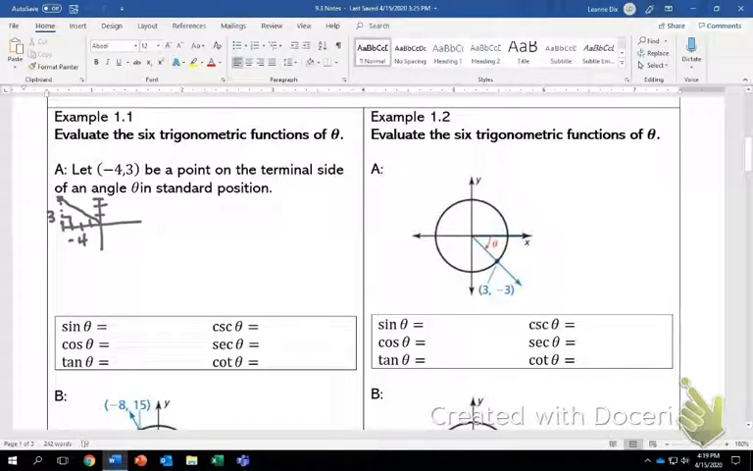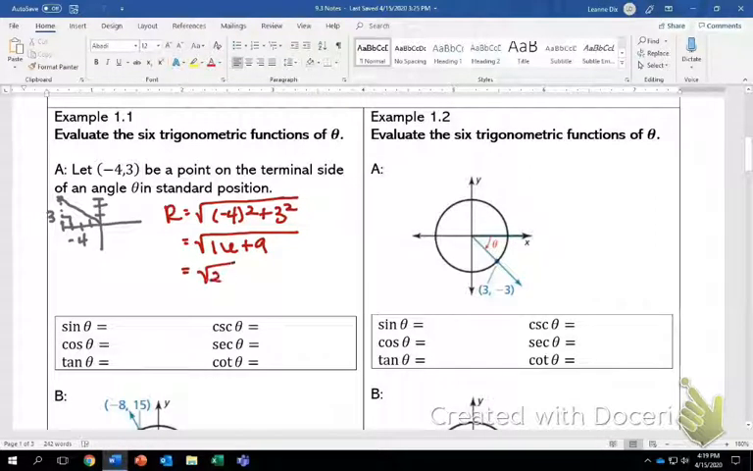So now that I have all this, I can use all of this. I can use the Pythagorean theorem or the piece that they gave me at the beginning, and I can plug it in and figure out, well, what is the radius of this? So we have used the square root of (-4) squared. I'm going to put that in parentheses since it's negative, plus 3 squared. That'll give me 16 plus 9, which is 25, and the square root of 25 is 5. So now that I have that, I can go ahead and get started with my trig functions.